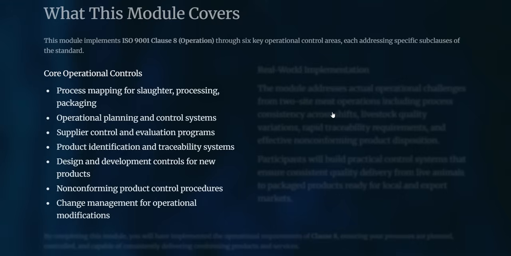controls for new products, if applicable. Although we have excluded design and development from our scope when we were writing it, here we are including it in the training for training purposes, so that you should know how to design and develop new products. But in our case study, it's not applicable. Again, we are going to cover the following core operational controls: non-conforming product control procedures, and we will do it in detail together. And then also change management for operational modifications.